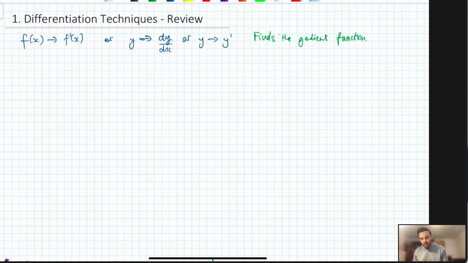Let's look at our main kinds. We've got the polynomial. What that looks like is if you've got a function like y equals ax to the n, then if you want to differentiate that, you bring that n down and take 1 off the power. That's our main bread and butter rule, that polynomial differentiation. And remember, we showed that using first principles.